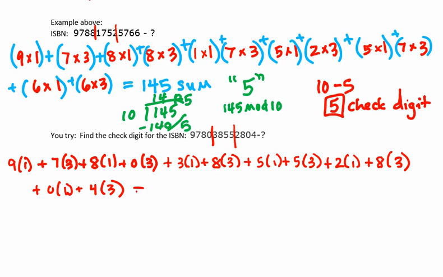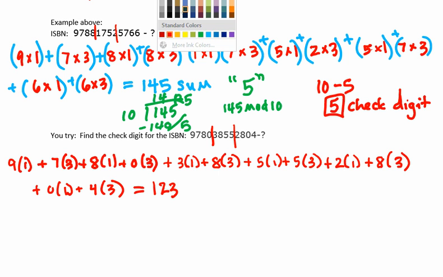So I'm going to find that sum. So in my calculator, I'm going to type in 9 plus 21 plus 8 plus 0 plus 3 plus 24 plus 5 plus 15 plus 2 plus 24 plus 0 plus 12. And I end up with 123. Okay, so that's my sum.